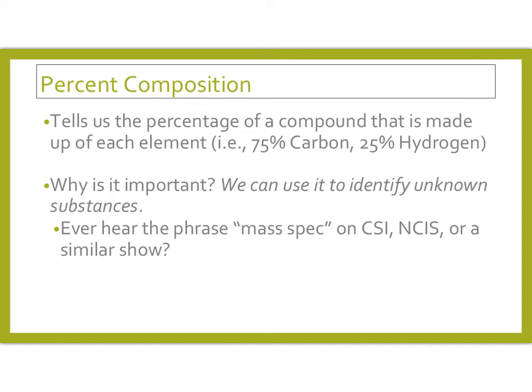Today in this video we're going to be looking at percent composition of compounds. So here on this one we have just the basic definition that this tells us the percent of a compound that is made up of each individual element in that compound. So if we had an example compound that we broke down to figure out the percent composition and it was made of carbon and hydrogen, maybe that compound was made of 75% carbon and 25% hydrogen.